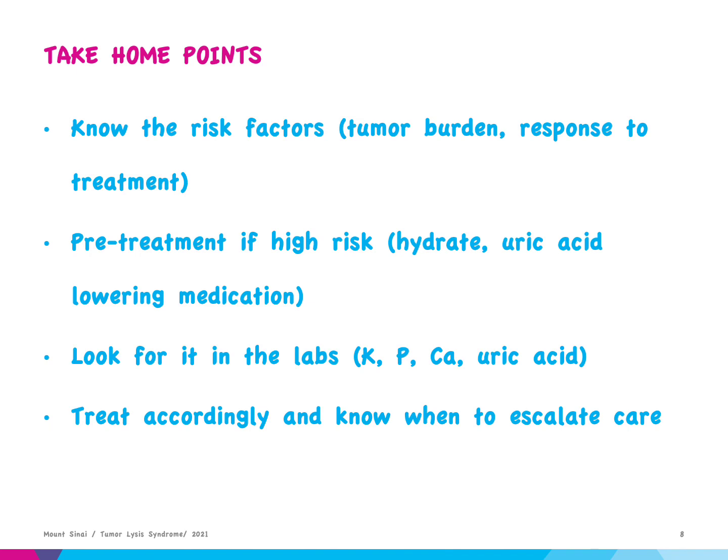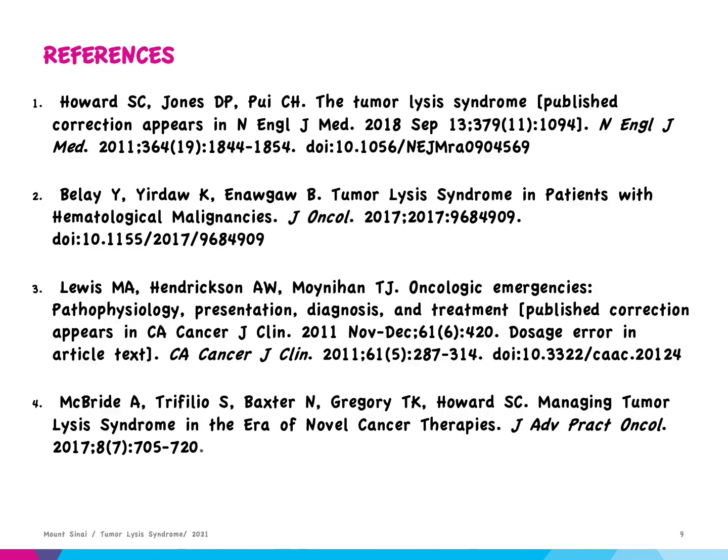Remember, the phos is not included in BMP, and uric acid you'll also have to order separately, and you might also want to get an LDH just to look at tumor burden. And treat accordingly and know when to escalate care. Like we mentioned, when to get critical care involved and renal involved as well.